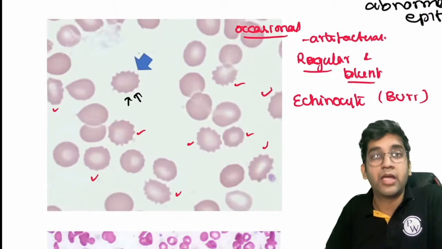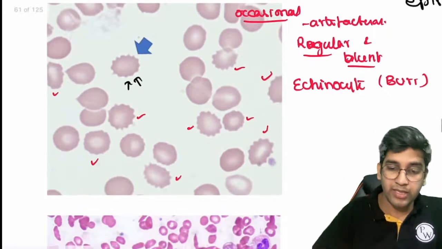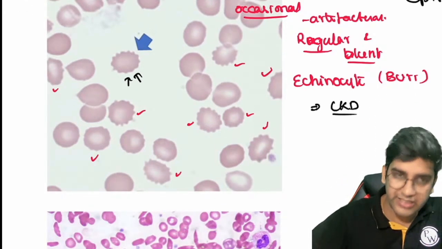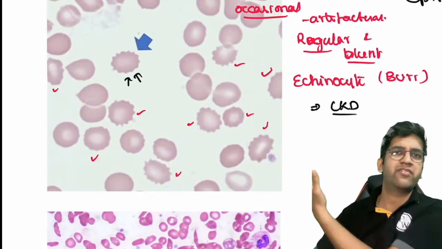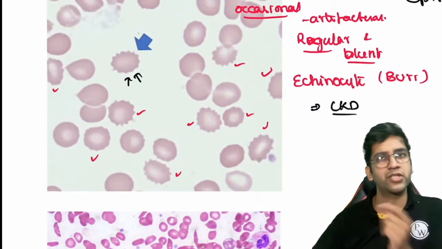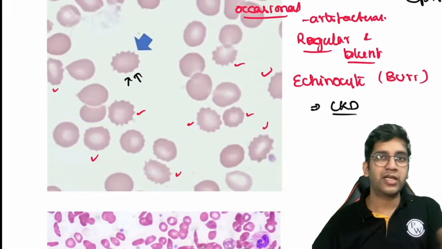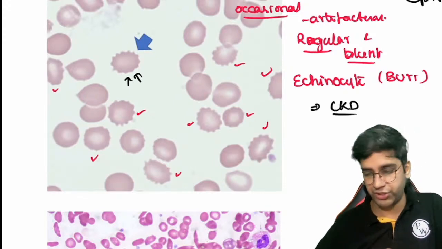It's completely fine. But when I see echinocytes which are seen throughout, surrounding and uniform, I want to think of uremia or CKD. That's the only finding, chronic kidney disease, where I will see echinocytes in almost every second or third RBC with these projections. It's diagnostic, it's pathological. If it is occasional, seen in a corner, it's artifactual, please ignore that, fine? Okay, that's about one more RBC morphological change, right?